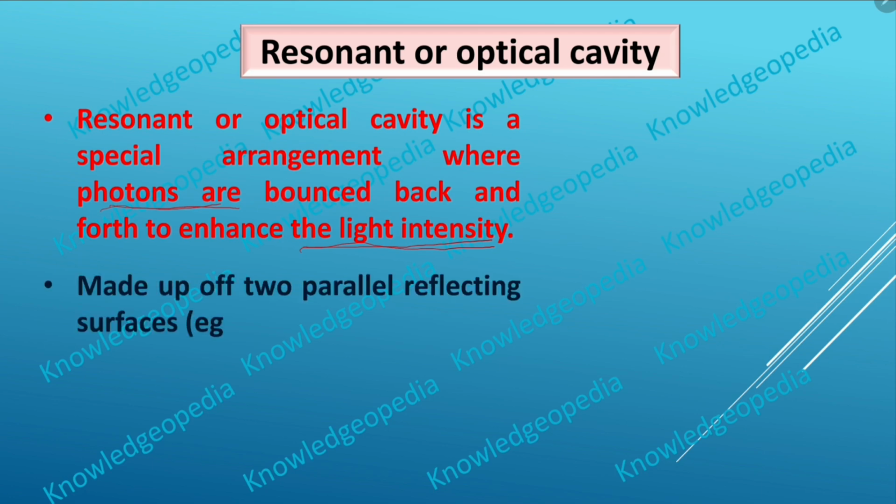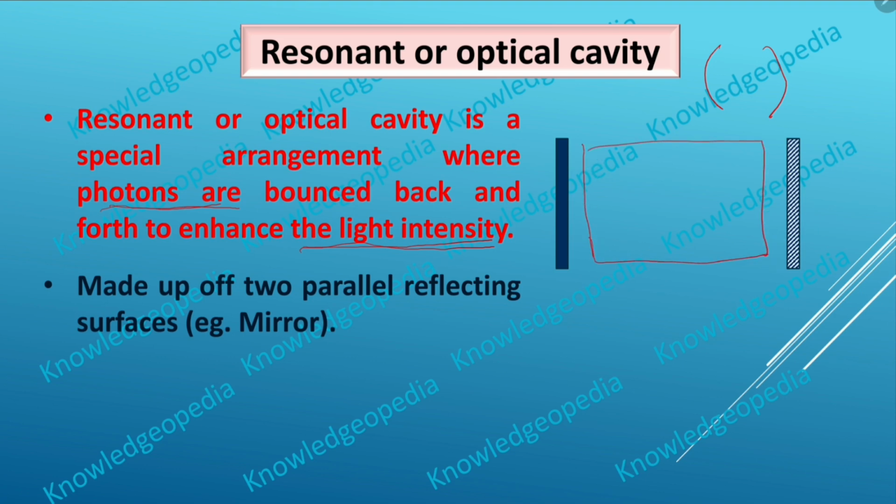Basically, this is made up of two parallel reflecting surfaces. For example, I can take two mirrors. So these are two parallel surfaces or mirrors which will act like an optical cavity or resonant cavity. The shape may also be like this, okay? Inside this we have the active medium or lasing medium, which is kept in between these two parallel reflecting surfaces.